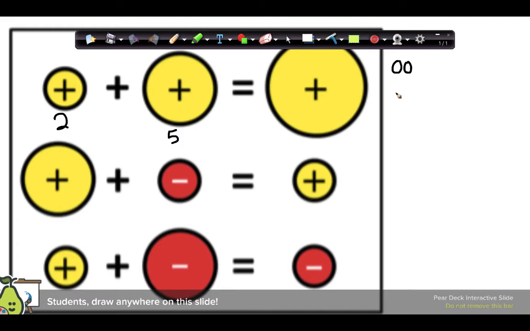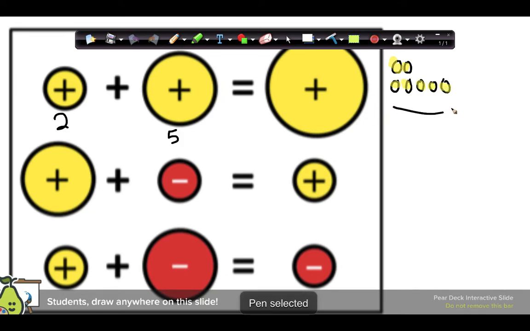There's my 2 positives. There's 5 more positives. And I'm going to color them in with positive color, which we'll just choose yellow. So here they are right there. There's the 2 that I started with. And here are the 5 that I've added.